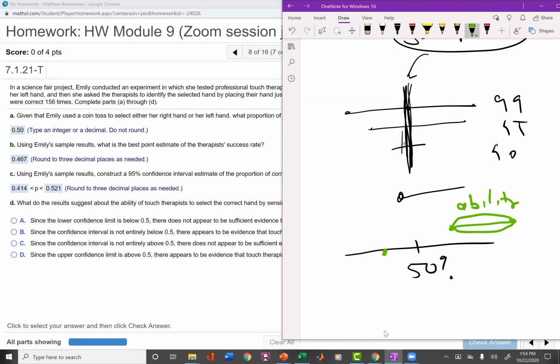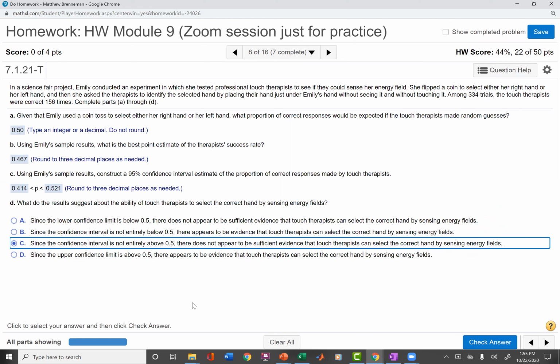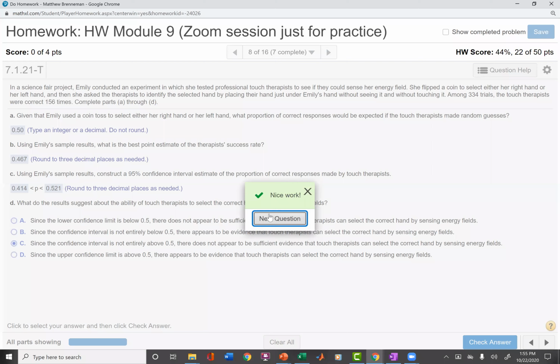Notice that when the confidence interval contains 50%, like it does here, you can't really conclude anything definitive, because some of the values are above 50%, some of them are below. So all we can say is that there's not sufficient evidence to claim that they can, because to claim that, we'd have to have the entire confidence interval above 50%. That's where they're going with that. So it would have to be C. The fact that 50% is in there doesn't really tell you anything, but the fact that the entire confidence interval is not above 50% tells you that there's not strong evidence that they can. Okay, check that. There we go. Okay.